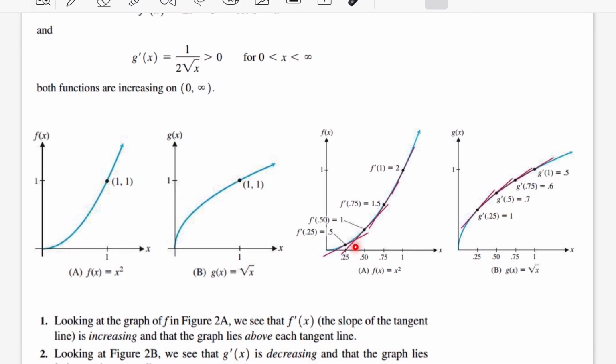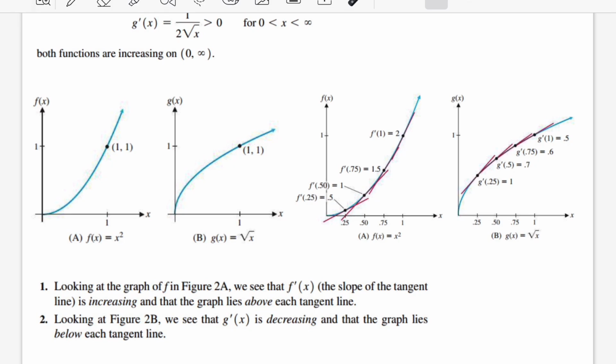Now, if we look at these two figures on the right here, so this one is figure 2a, we see that the f prime of x, so the slope of our tangent line, is increasing, right? So all of these tangent lines here are increasing, and we can see that each one lies below the actual graph of f of x. Similarly, we have this graph g of x here, and all of our tangent lines are decreasing in this case, and every single tangent line lies above our graph, or in other words, our graph lies below each tangent line.